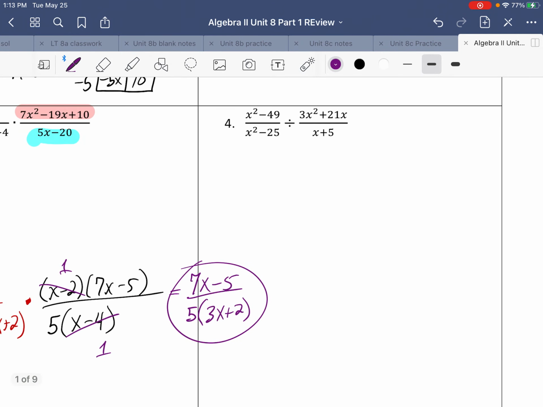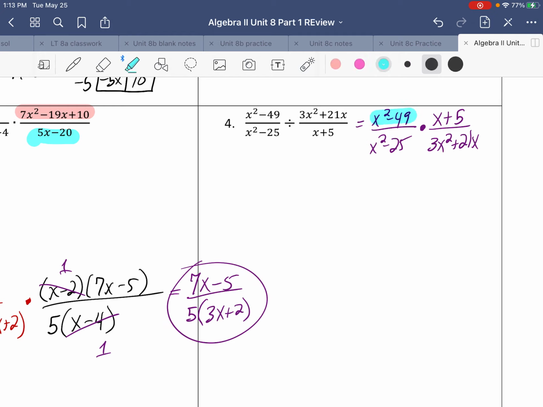Number 4. All right, we have the division, so we're going to have to change. Keep the first fraction the way it is. Change to a multiplication and you're multiplying by the reciprocal. So you're flipping the second fraction.